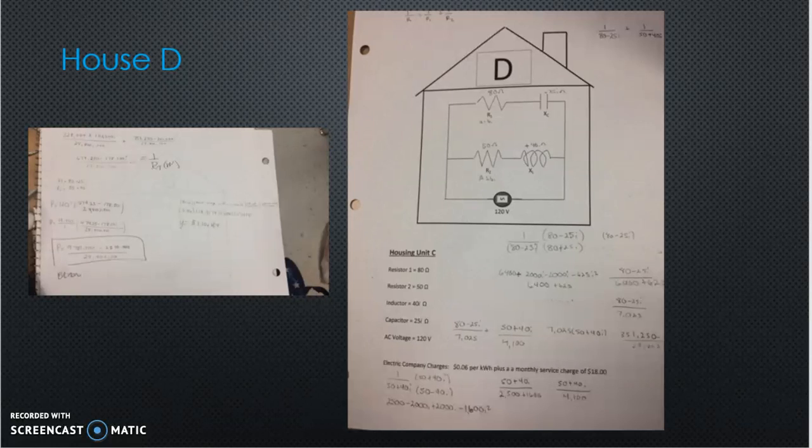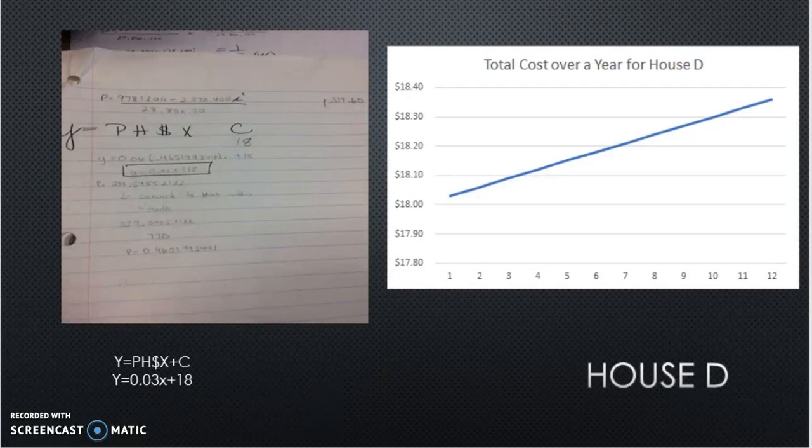You do all that, and you get P equals 339.60, and then you divide that by 730, which gets you P equals 0.4 and a bunch of numbers. Then you plug that into the equation, so you have 0.06 times that number plus the charge, and your equation comes out to be y equals 0.03 times whatever plus 18. And on my graph, you just plug the numbers in for whatever you want to, and it worked out perfect for me. I don't know for everybody else.